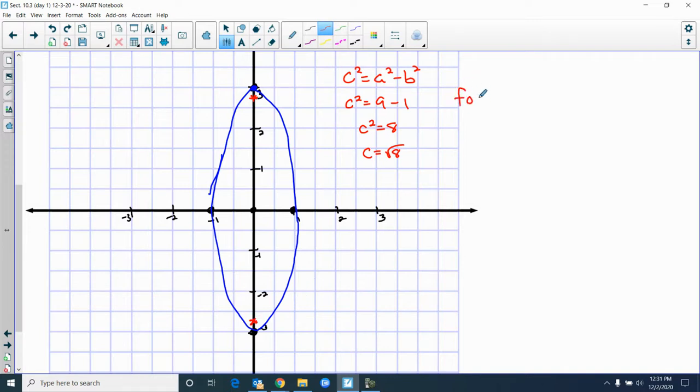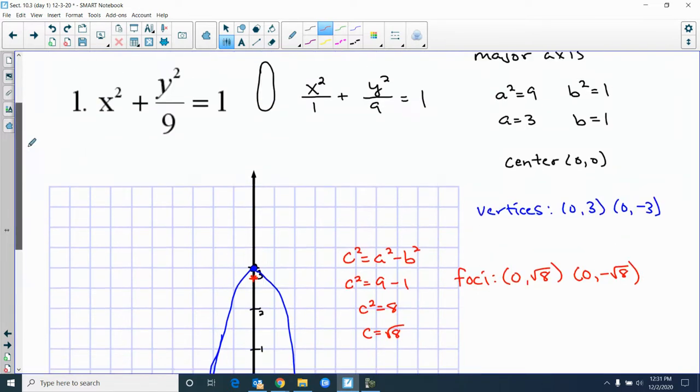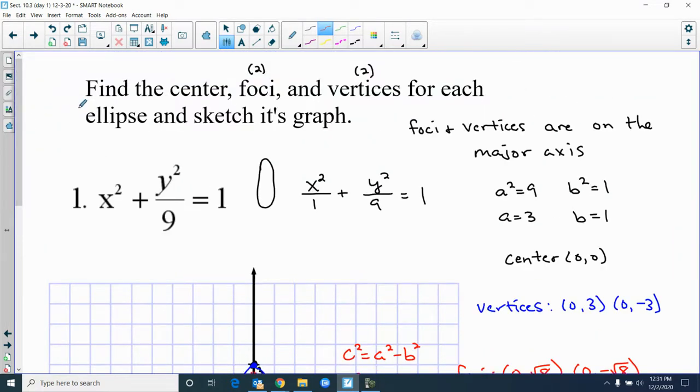Just to list the foci, it's going to be 0, square root of 8, and 0, negative square root of 8. I'm not concerned with you simplifying it. Sometimes they're really close to the vertices. There's nothing we can do about that, but you need to make sure you identify where they are. All right, that's everything we need to find for that one: center, foci, vertices, and then we sketched it.